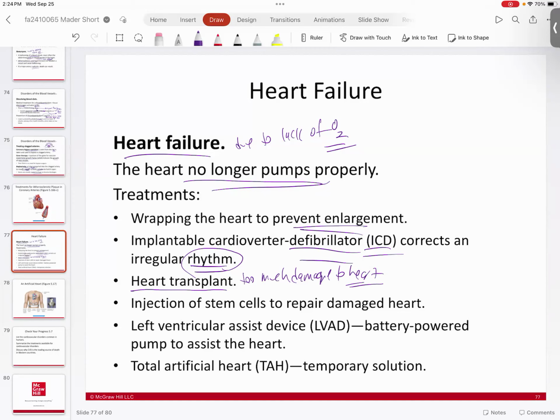A couple of more experimental, cutting-edge things is stem cells. We use stem cells to repair the heart. We actually never saw stem cell therapy. We did have some transplant patients.